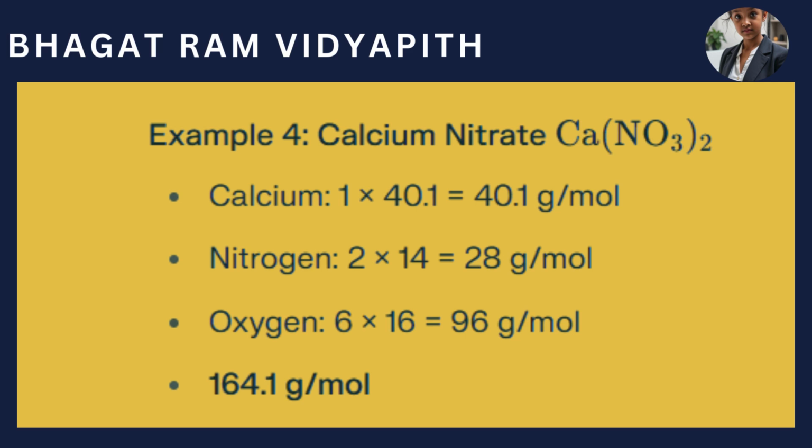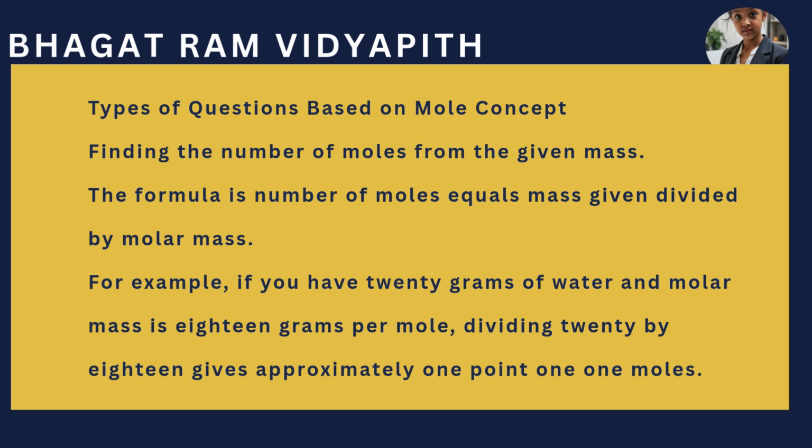Calcium nitrate, Ca(NO3)2. Calcium is 40.1 grams per mole multiplied by 1 equals 40.1 grams per mole. Nitrogen is 14 grams per mole multiplied by 2 equals 28 grams per mole. Oxygen is 16 grams per mole multiplied by 6 equals 96 grams per mole. Total molar mass is 164.1 grams per mole.